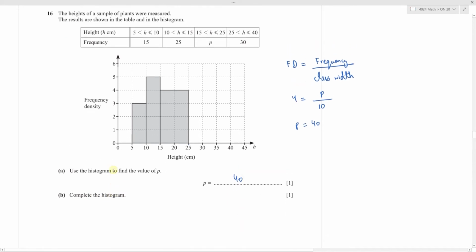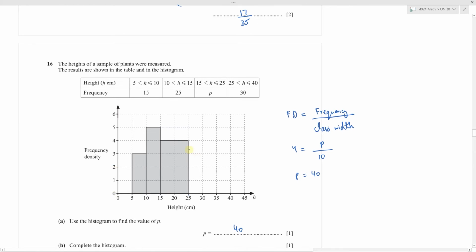Part B is complete the histogram. So the only bar missing is the last one here. So let me calculate the frequency density. Frequency density for this one will be frequency, which is 30, divided by class width, which is 40 minus 25, which is 15. So 30 divided by 15 is 2. So frequency density from 25 till 40 will be 2. So this will be your last bar in the histogram.